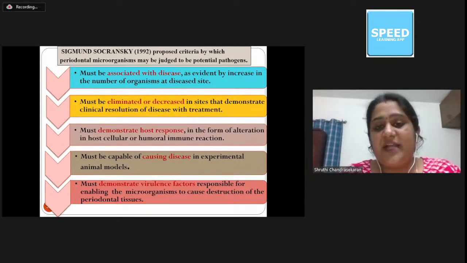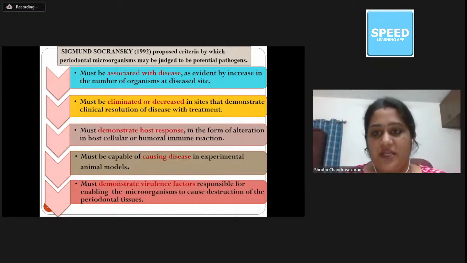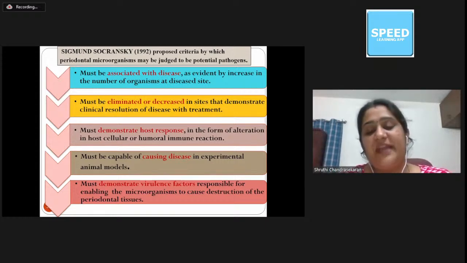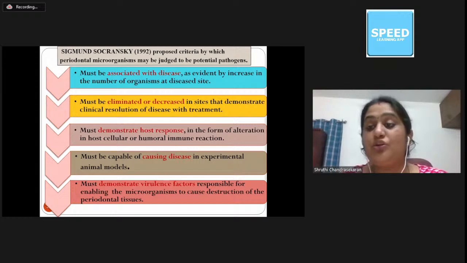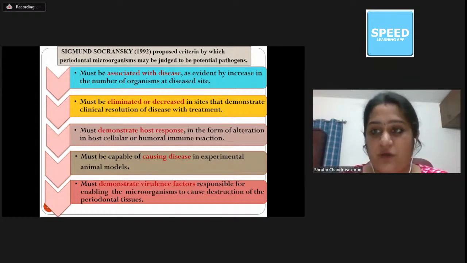So he said that the microorganism must be associated with the disease, and an increase in the level of the microorganism should be seen in the diseased site. The microorganism must be eliminated or decreased in sites which have undergone treatment. They must be able to demonstrate a host response if the microorganism is inoculated. It should be able to cause the same disease pattern in an experimental animal model, and they should also demonstrate virulence factors in order to cause the disease progression also.